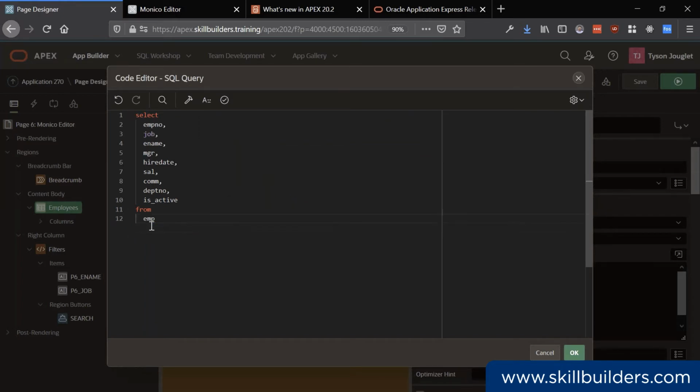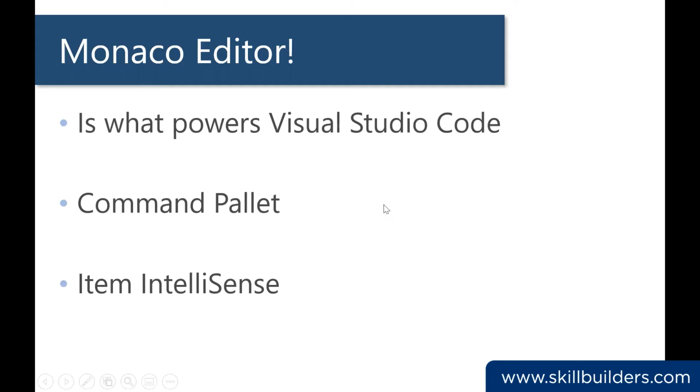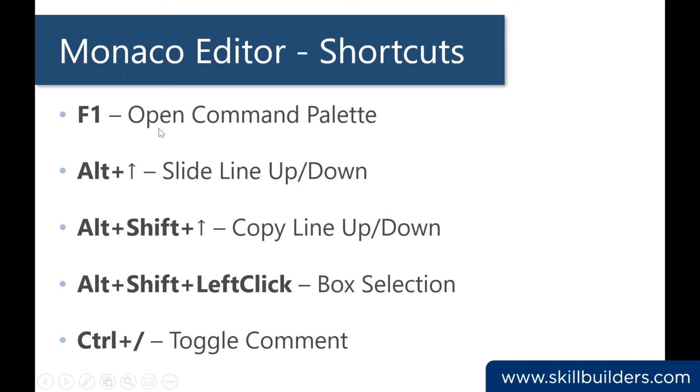The other thing that I really like is a couple of shortcuts that I want to run through. To open the command palette, we get F1, but we can also slide code around. I'll do that in a second. We can copy lines very easily with Alt-Shift up and down. And we can do box selection, which is very, very helpful. That's Alt Shift, and then you left click and drag. Or you can click somewhere, Alt Shift, click somewhere else.